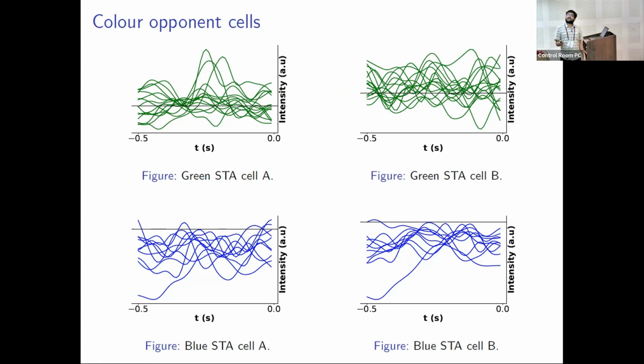The same is true for this cell, which responds to negative contrast in the blue, while it responds to rather positive contrast in the green. These are one of the most numerously recorded cells that we found in the retina.